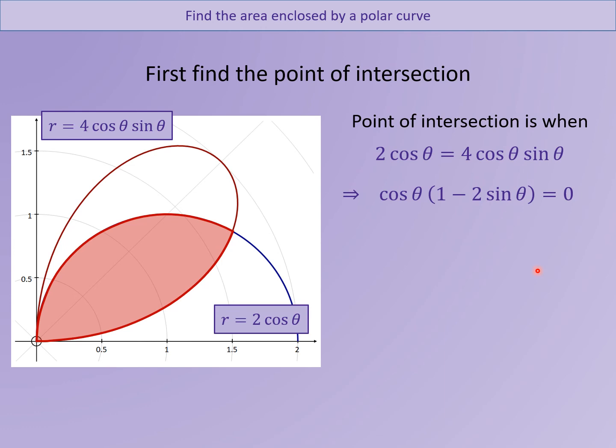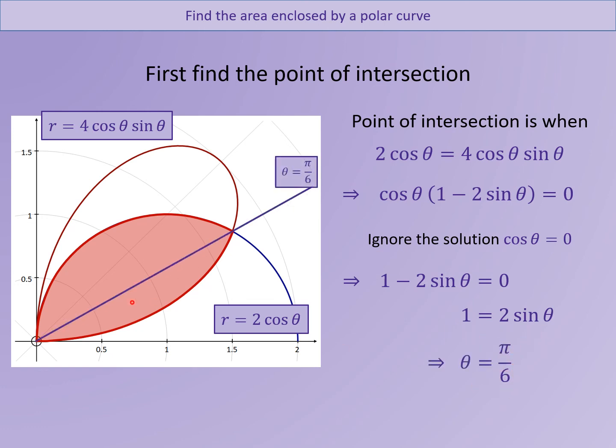It doesn't in this case because we're not interested in equaling 0, but it could do. The reason why you're not interested in cos theta equal 0 is because it equals 0 down here, so we're not interested in that. What we're looking for is what value this would be. Okay, so 1 minus 2 sine theta equals 0 gets you an angle where sine theta is a half, pi over 6.